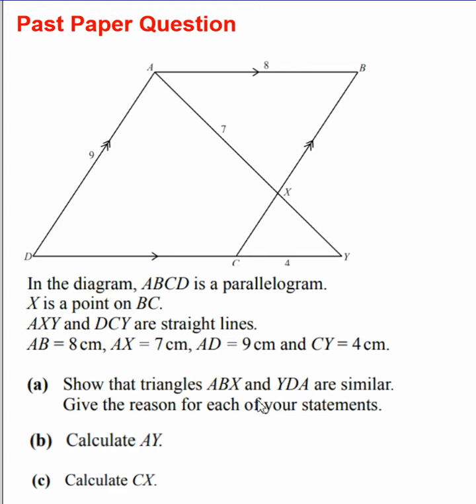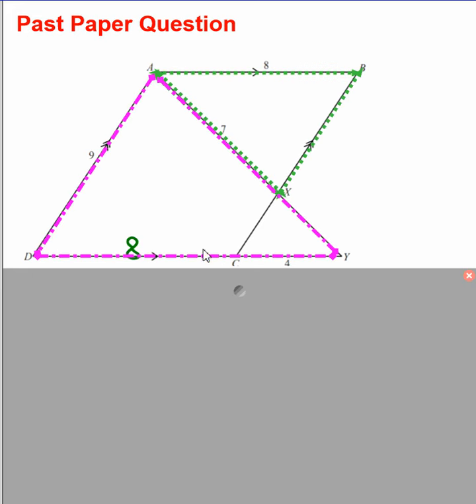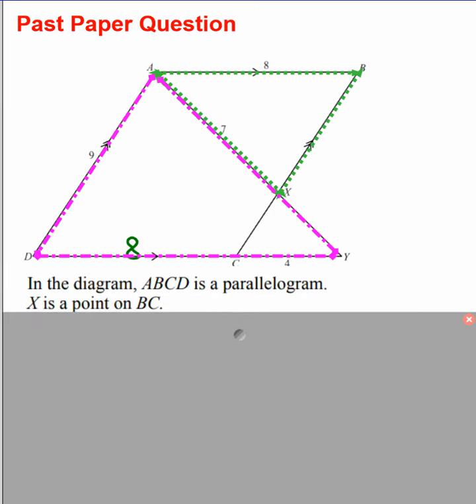Show that triangle ABX and YDA. ABX is what? This one, and YDA is this big one. You have to show that these are similar and you have to give a reason also. After that, we will calculate the length of AY and CX. CX is this and AY is this whole thing. So according to the first part, we have to show that this triangle and this purple triangle I've highlighted with color to make it easy to understand, that these are similar, right?